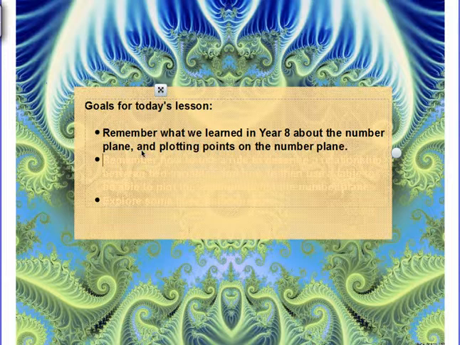Hi girls, the first recording is just going to be a simple revision of what we learned in Year 8 about the number plane, how to plot points on the number plane. So it'll be a quick one today.